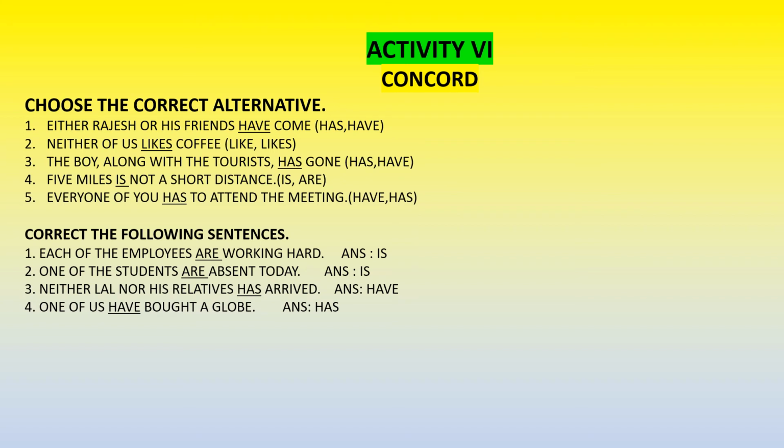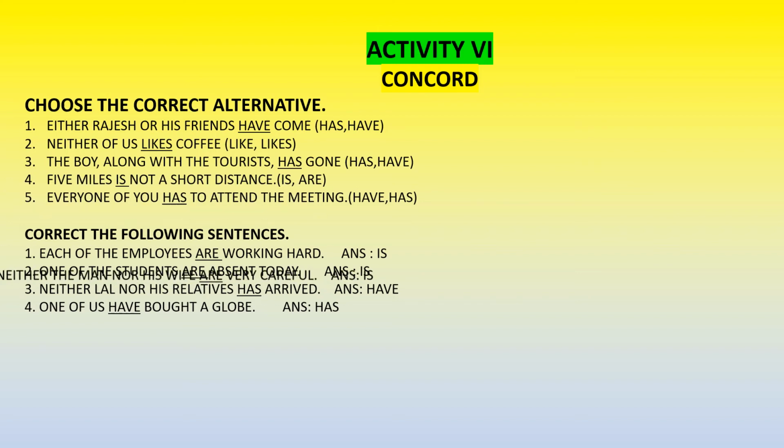Fourth, one of us. You see, there are so many people. Out of these 10 people, one bought a globe. Have bought, no, has bought. One of us has, the subject is one. One of us has bought a globe. Has is the correct answer.